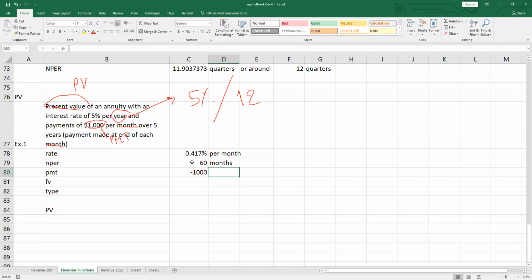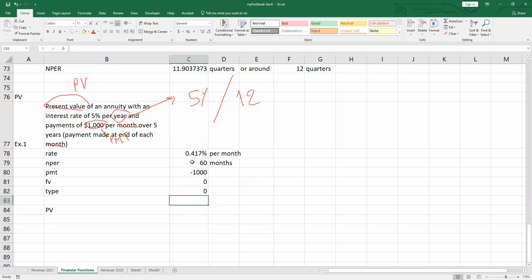When we talk about annuity, the bank will assume that when 5 years pass, you pay off the debt. That is the expectation of the bank or financial institution that allows you to borrow the money. So if it doesn't state otherwise, when we talk about annuity, FV is zero, because you pay off the debt. And lastly, payment made at the end of each month, so type is zero.